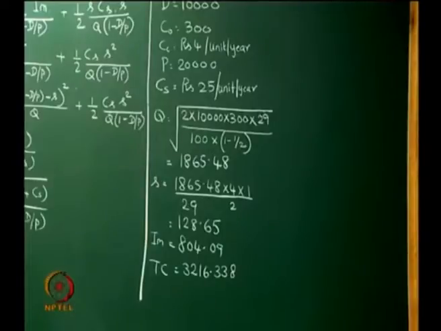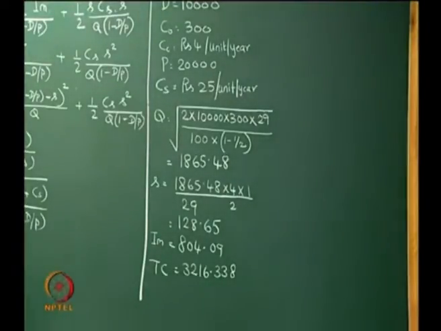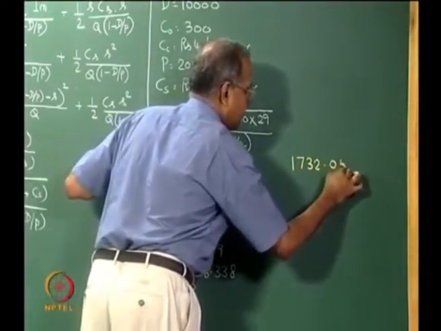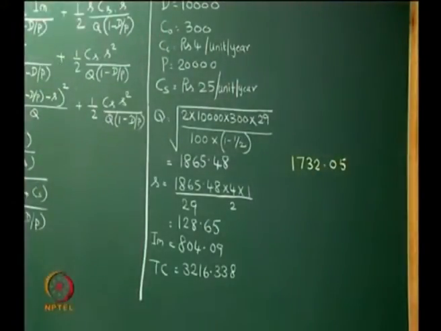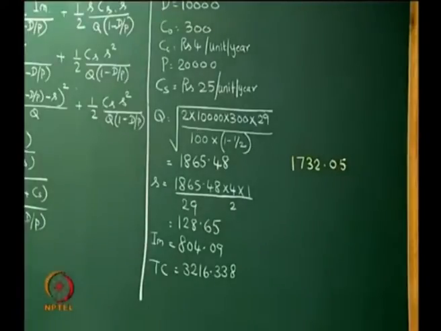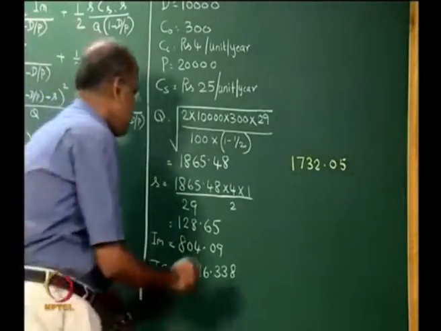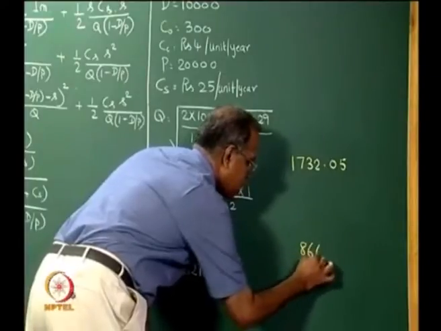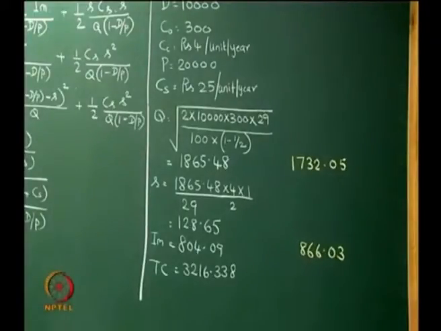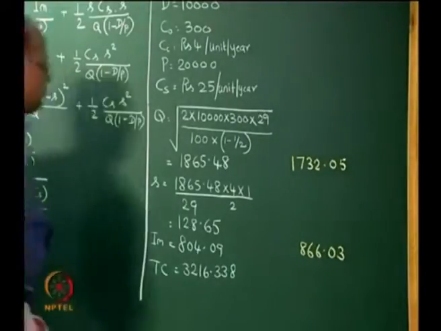So, when we do this, we get Q is equal to 1732.05. I am just writing the value here. Now, this is the economic batch quantity when we did not allow back ordering, or when Cs is equal to infinity. In that case, the maximum inventory Im was 866.03, and total cost in that case was 3464.10.